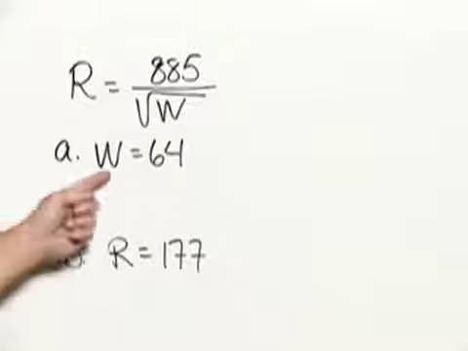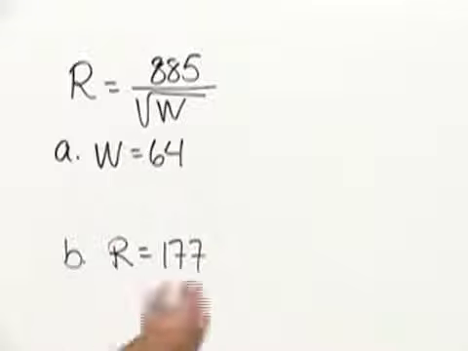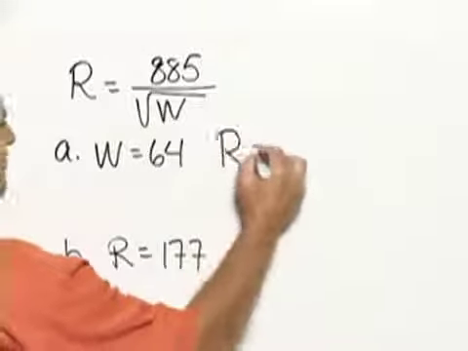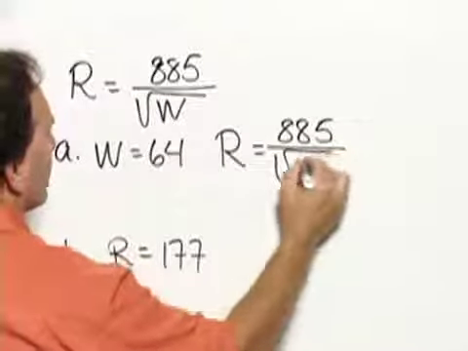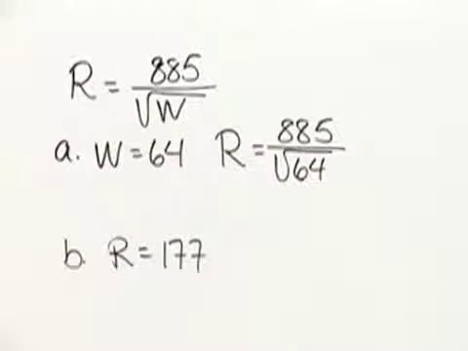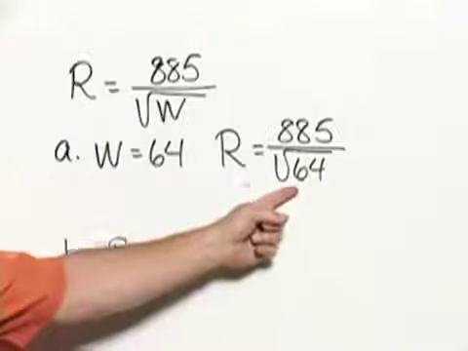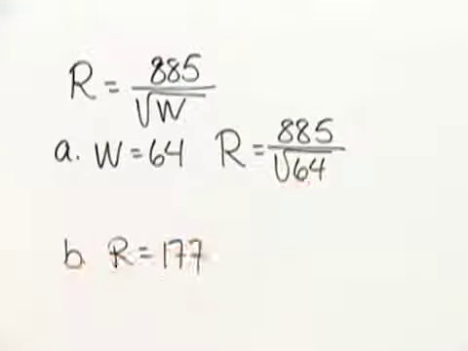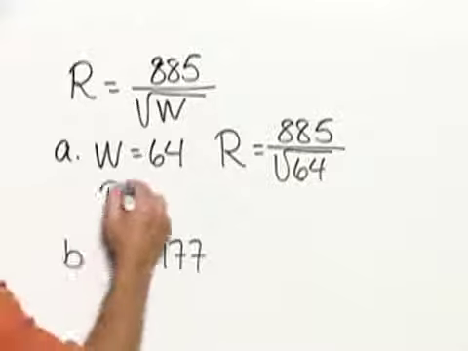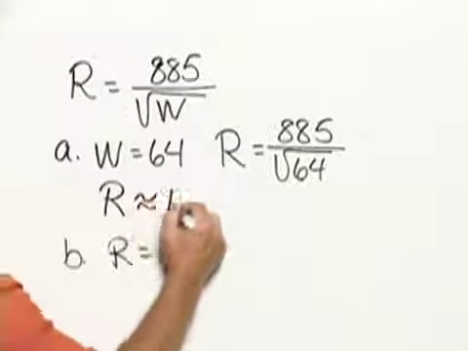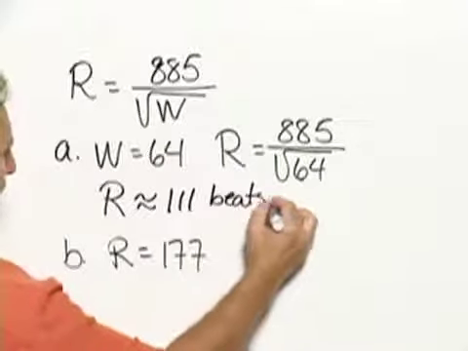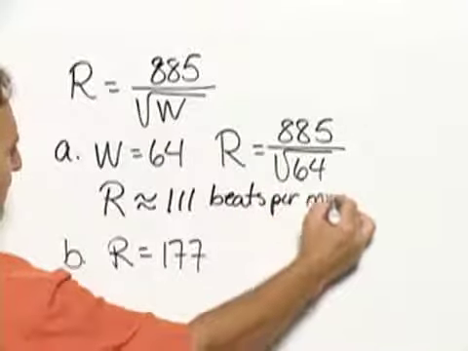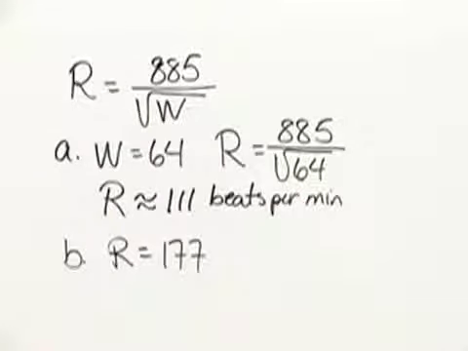And for part A, we were given a weight of 64. So therefore, R would be equal to 885 divided by the square root of 64. Now, the square root of 64 is 8. 885 divided by 8, as you can see, is approximately 111 beats per minute. And that's rounding it off to the nearest whole number.